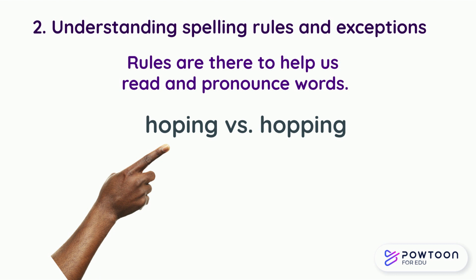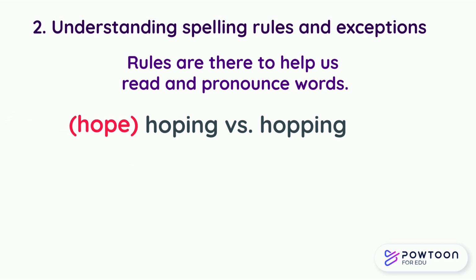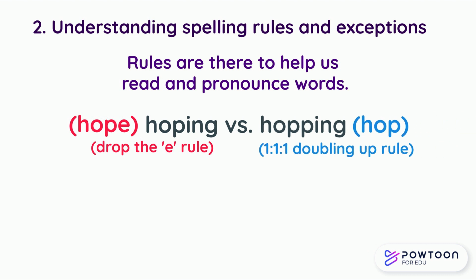Can you pronounce them? Understand them? And we've got hoping versus hopping. And this is hoping from hope. Drop the E, add ing, hoping. And hopping from hop, doubling up, keeps the short vowel sound. Hop, hopping. So we've got hope, hoping, hop, hopping.